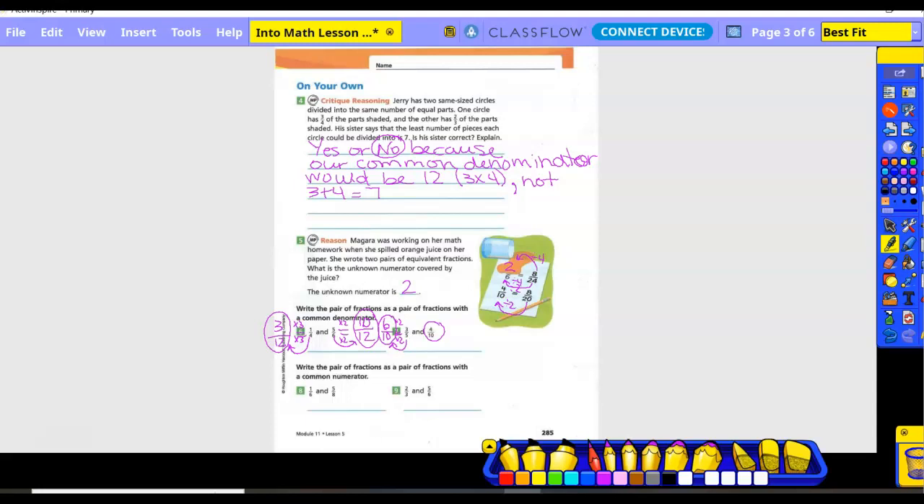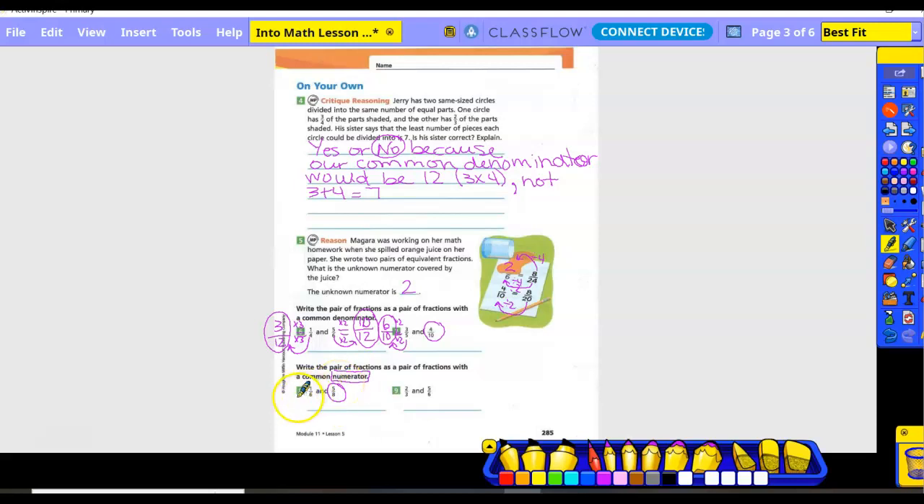We already had 4/10. Okay, so this time they want us to get a common numerator. So is that the top or the bottom? The top. So 1/6 and 5/8. Do we have to change both of those? No. We only have to change one of them. Which one can we keep? The 5/8, right? So we can go ahead and circle 5/8.